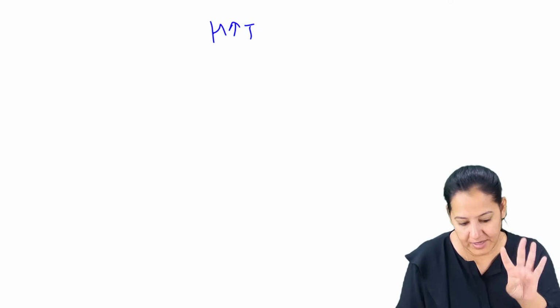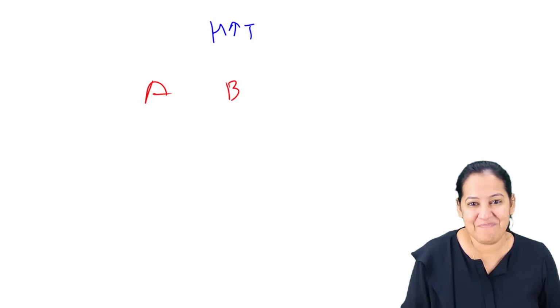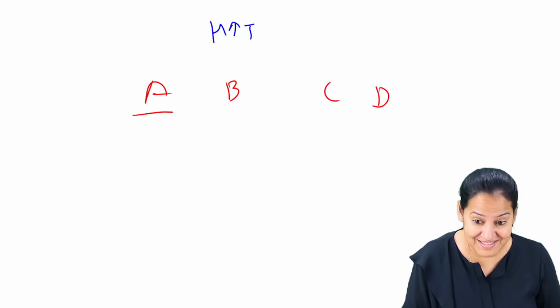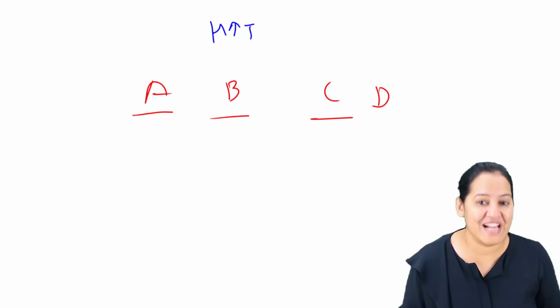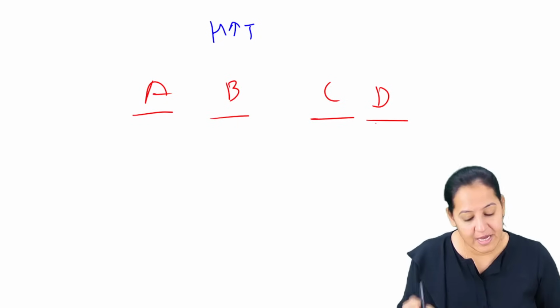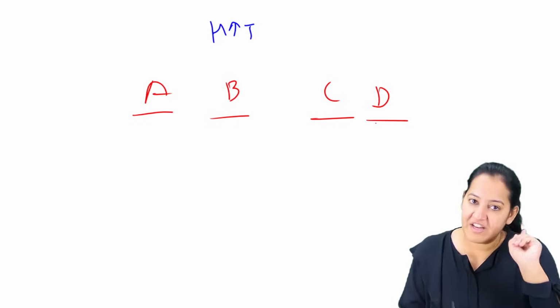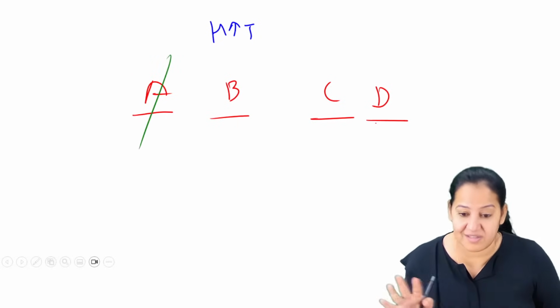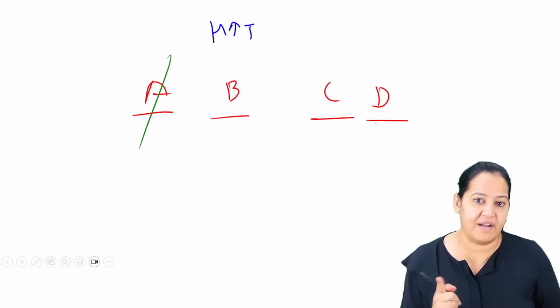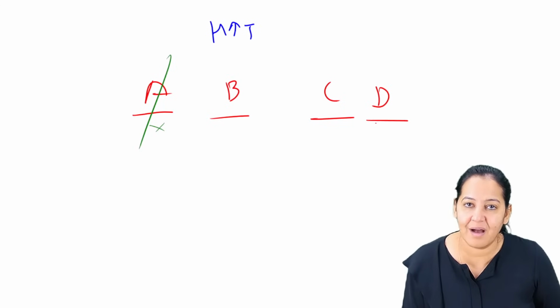Antihypertensive drugs are 4. A, B, C, D. A is ACE inhibitor. B is beta blocker. C is calcium channel blocker. And D is diuretic. You have to start with one of them. First choice is always ACE inhibitor unless it is contraindicated. But if it is contraindicated, like in pregnancy, we cannot give ACE inhibitor.